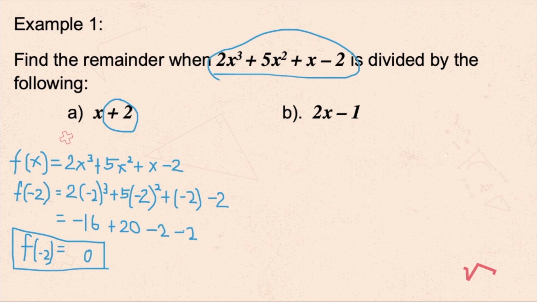Let's have the second problem. We're going to divide the same given, 2x cubed plus 5x squared plus x minus 2, by 2x minus 1. And let's use the remainder theorem. What would be the remainder if we divide the given f of x by 2x minus 1? Now, what's unique with this problem, class? We now have a leading coefficient of x.